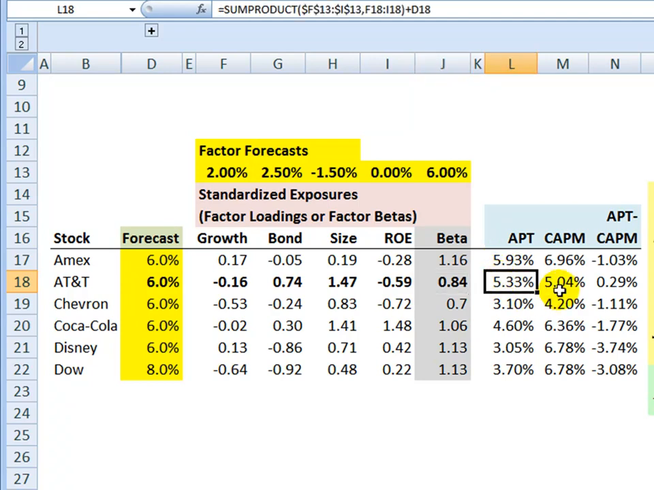But for the APT, we don't expect it to be the same because we've got four exposures to four common factors. Product of this, plus product of this, plus product of this, plus product of this. And in this case, it's actually under the industry forecast. That's okay. That's due to these negatives here, this negative mainly right here: a negative exposure to this growth factor, which has a forecast of 2%. So I hope that helps illustrate the Arbitrage Pricing Theory Model, or APT model.